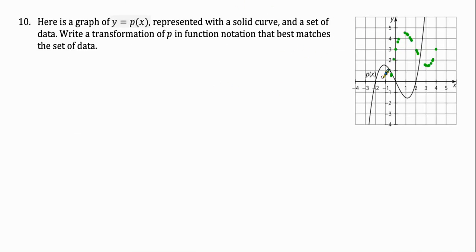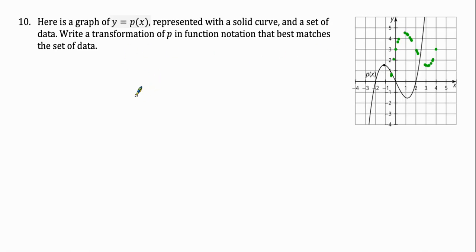On the next one, we are just trying to figure out how to transform this solid curve to this set of data. So I want to write a transformation of P that best matches this set of data. So I need to figure out how far left or right and how far up or down I need to translate. To do that, I can just pick out one specific value and see how far I'm going, right? So, we can look at any point, but if I look at maybe this local max here, it looks like I'm going to that corresponding point up here. It looks like I'm going right 1, 2, and then up 1, 2, 3.